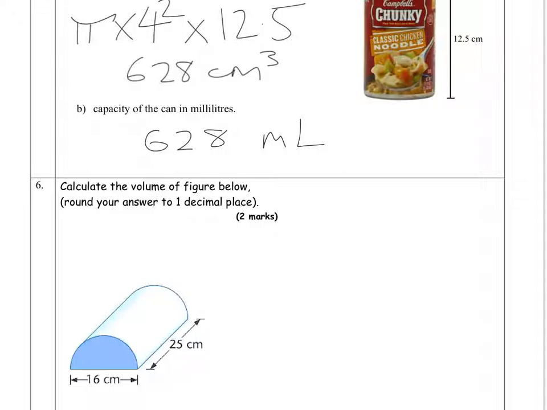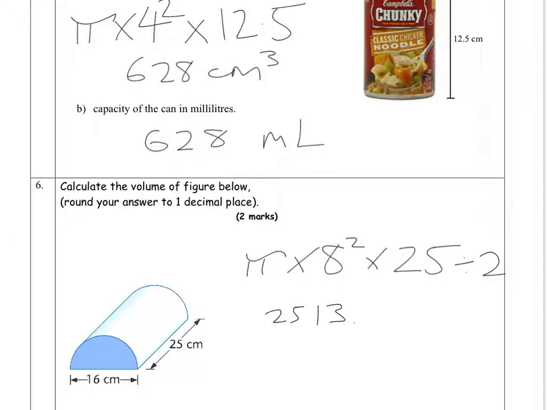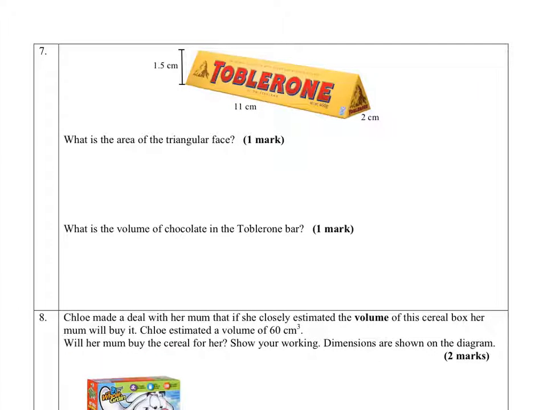Okay, we have a half a cylinder here, so the area is pi times r squared. Now the radius is going to be 8 squared. We're going to times it by height to get it into volume, and we're going to divide it by 2 because it's half, and we get 2,513.27, but it's 1 decimal 8, so the 7 is going to round the 2 up to a 3 centimetres cubed.